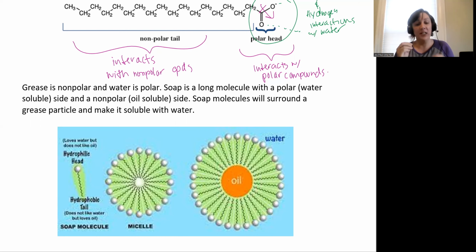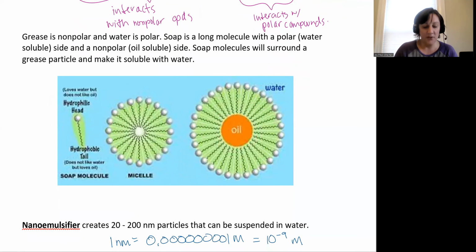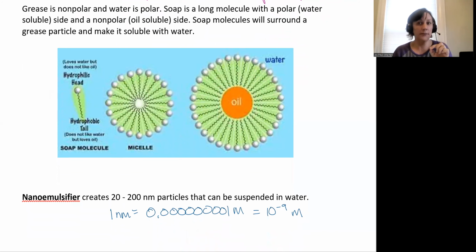And so we are seeing nano emulsifiers used to create these cannabis beverages. A nano emulsifier is going to make sure that this micelle particle can only be about 20 to 200 nanometers in size. And that's so tiny. A nanometer is 10 to the -9th meters. It's really, really, really itty bitty. And so these really itty bitty particles will be suspended in the water evenly, rather than sinking and collecting at the bottom of the bottle.